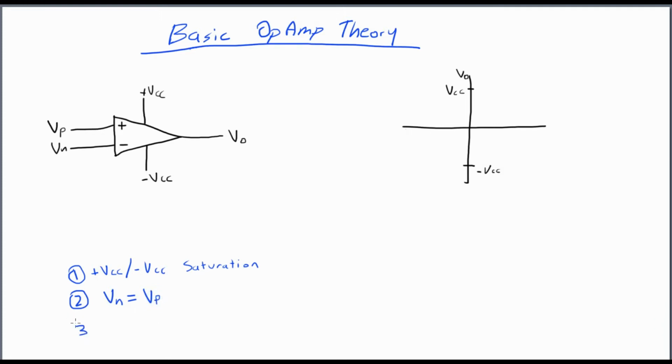And the third thing that I know is that the input current going into the non-inverting terminal and the input current going into the inverting terminal are both going to be equal to 0. So if I draw my input currents here, IP and IN, I can declare that IN is equal to IP is equal to 0.